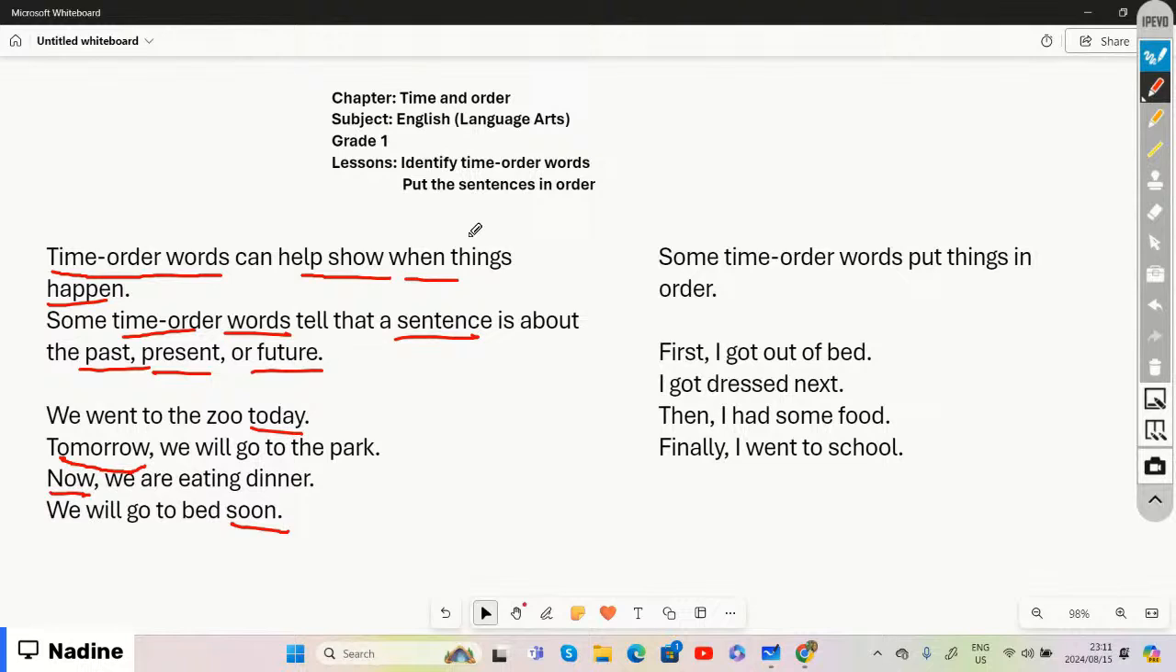So when it also comes to time order words, we said some time order words put things in order. And when we say they put things in order, it's basically like you saying what you'll be doing, in order. So it's almost like you wake up in the morning, and while you're getting ready for school, you're telling us what you're doing first, and basically in its order.